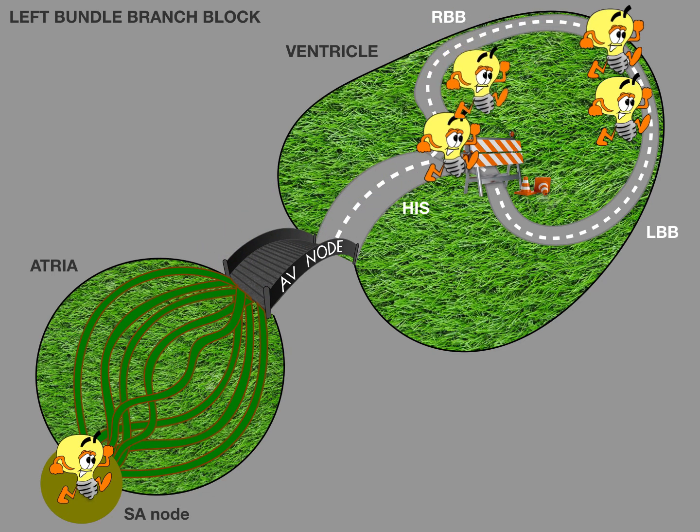Signal therefore travels down the right branch, and in order to depolarize the left ventricle, signal must travel across from the right side through non-specialist conductive tissue, which is going to take much longer than the normal specialist conductive pathway. This is why you get a broad QRS, because that depolarization takes longer.